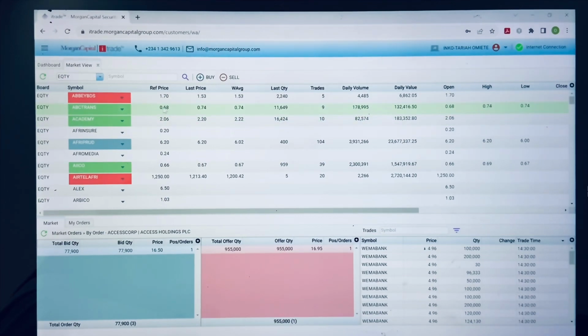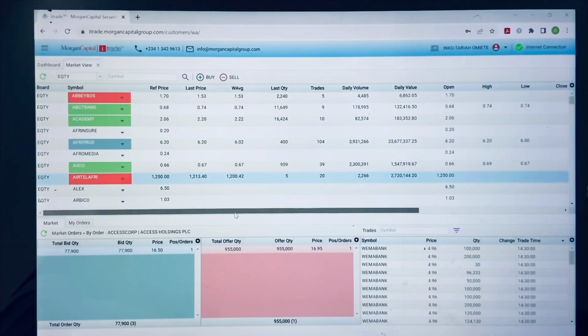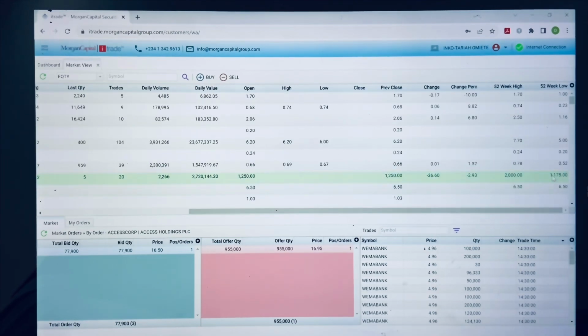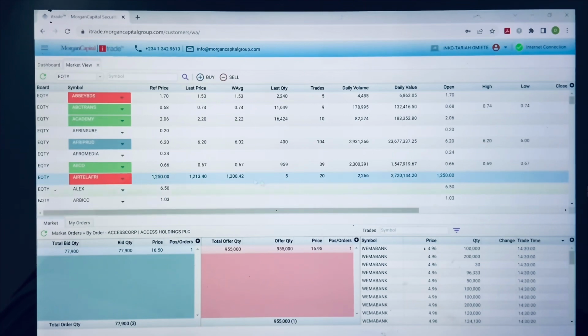ABC Transport is here, Academic Press, African Insurance, African Prudential, ICO Insurance, the almighty Airtel, which has struggled after making a lot of people rich. If you take a good look at Airtel, you will see that it sold for 1,175, which is the lowest for the year, but it sold as high as 2,000 naira per share. But as we speak, it's now 1,250.